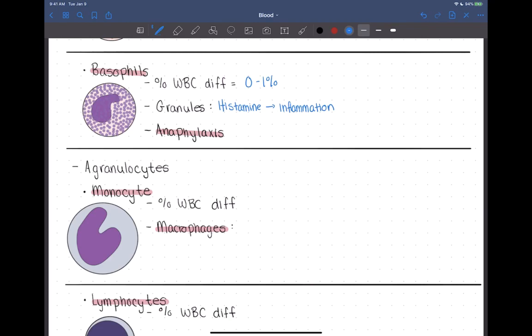Inflammation, remember, is redness, swelling, heat. You're going to increase blood flow to that area. You're going to attract other white blood cells, which will be drawn to that histamine signal, okay? And so what can happen if basophils systemically release their contents, their histamine, that could lead to anaphylaxis, all right?